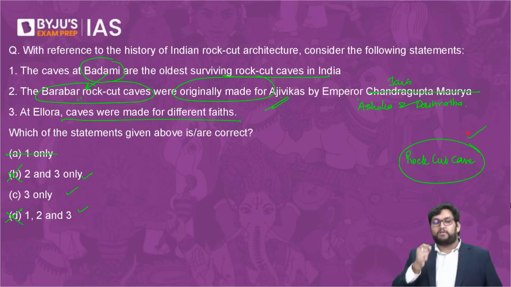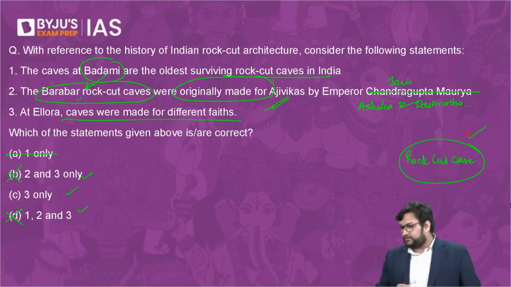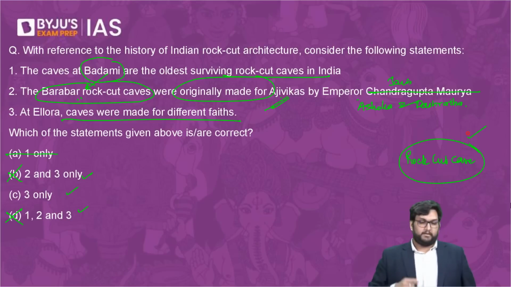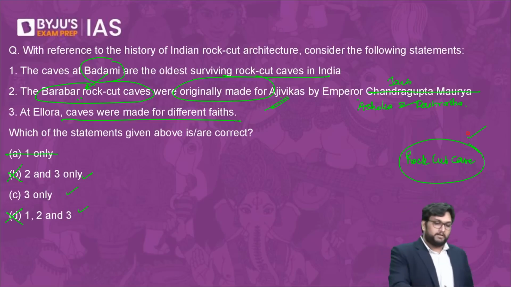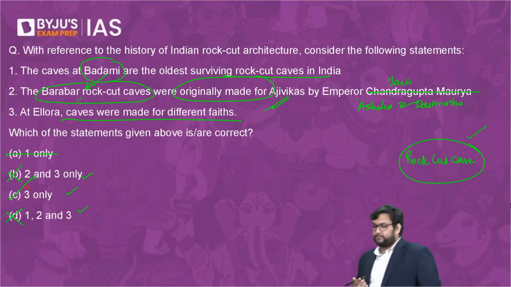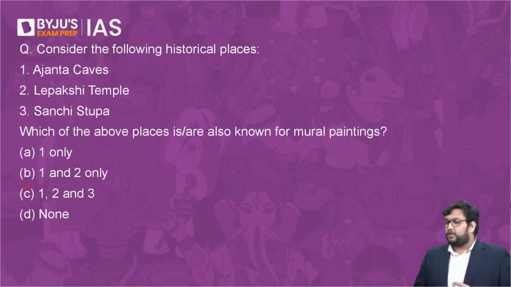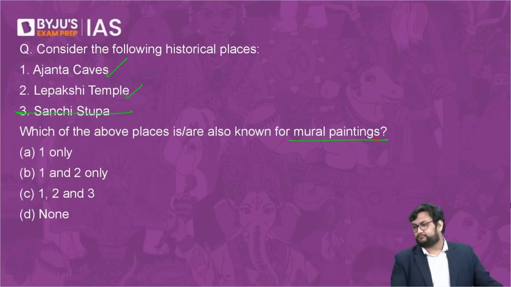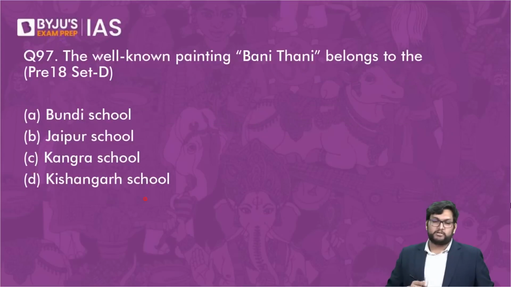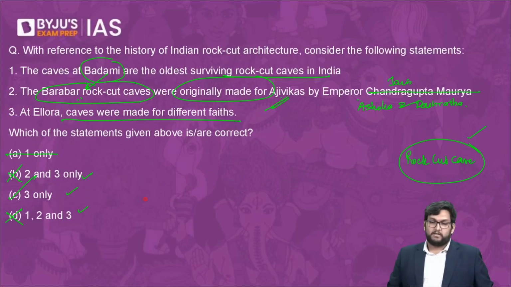The answer to the first statement is given in the second statement. The second statement is incorrect because it is Ashoka and Dasharath. And the third statement is correct. Can we move to the next question? Stupa. Where do you find mural paintings? Stupas don't have murals. Okay. We'll do these questions at the end of the class.